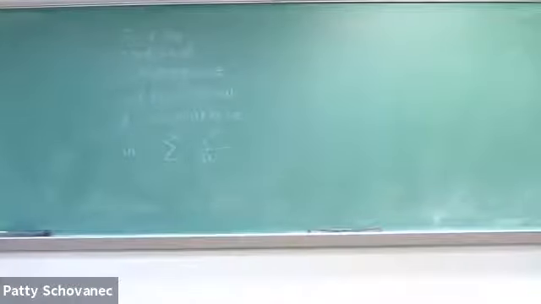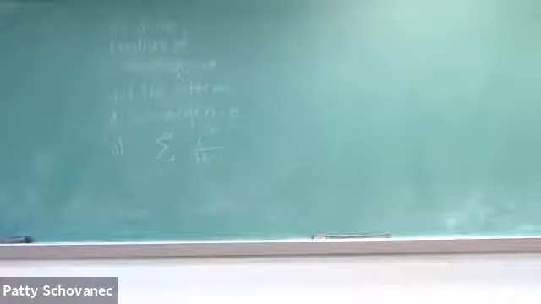x to the 2k minus 1 divided by x to the 2k. Remember how you can start? By the ratio test. Find where the ratio test in absolute value is less than 1. That's what you're solving for x.